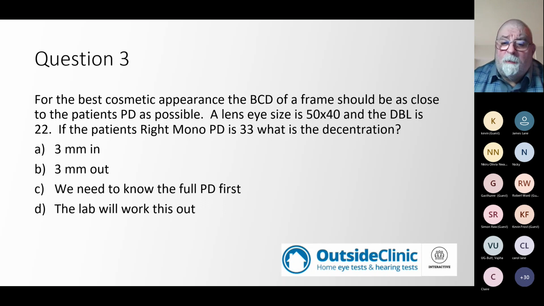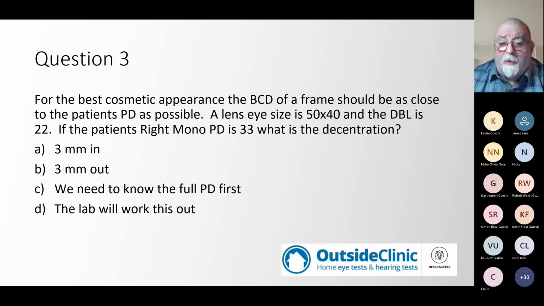So let's just have a look at what we've got here. As we said, 50 added to the 22 is 72. What we do to find out the decentration is we halve that 72. That's going to give me 36.